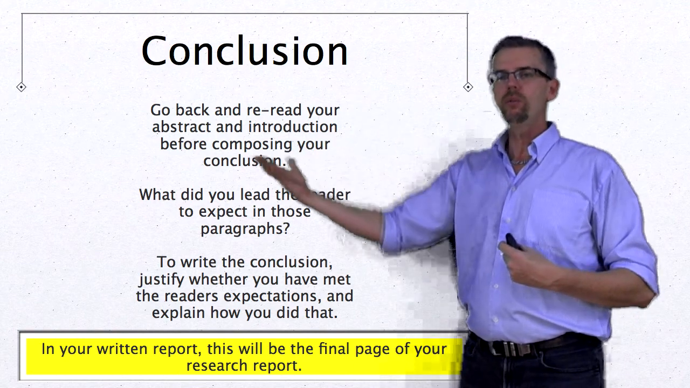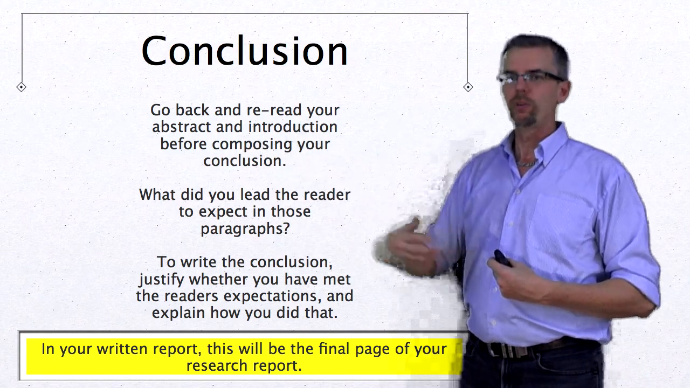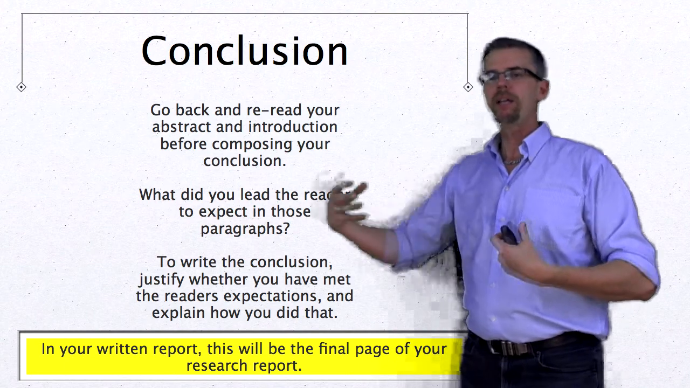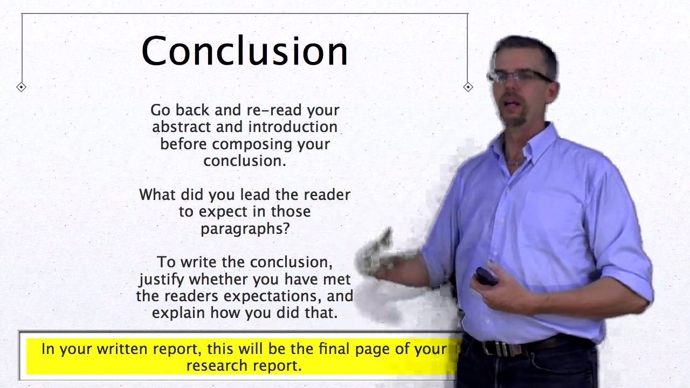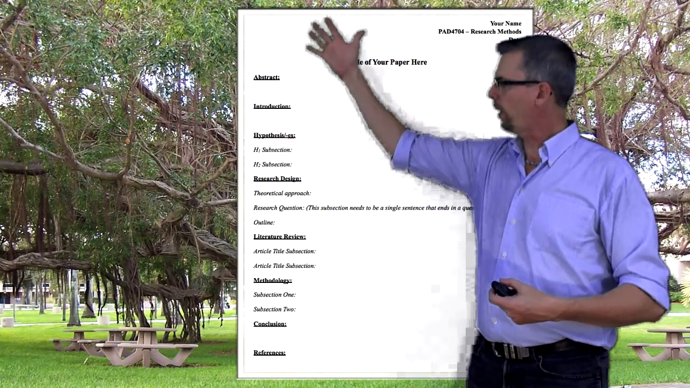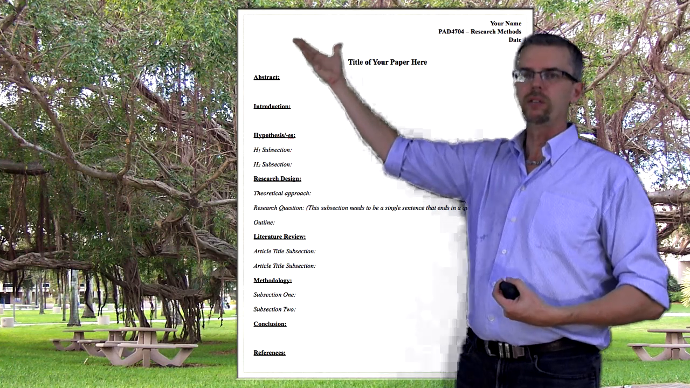What did you lead the reader to expect in the introduction and in the abstract? To write the conclusion, justify whether you have met the reader's expectations and explain how you did that. In your written report, as I mentioned, this is the final page. So this is how I put titles in my papers, how I would recommend you do that as well.